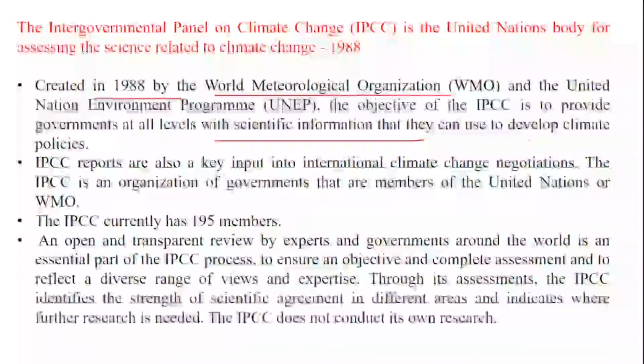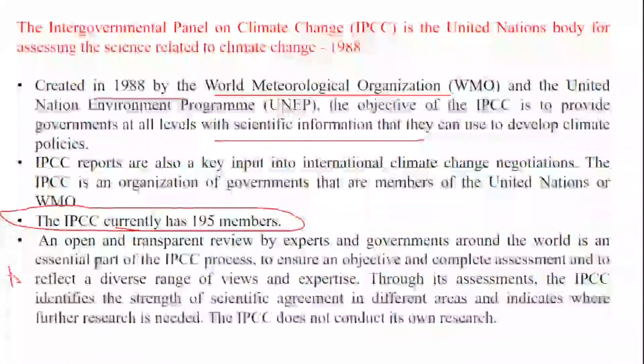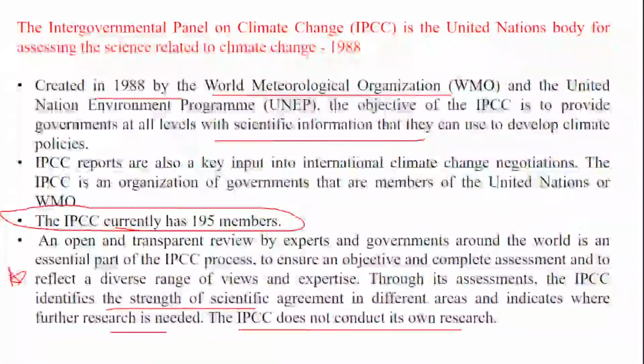The reports are a key input into the climate change negotiations. The IPCC is an organization whose members are members of the United Nations and the World Meteorological Organization, that is WMO. There are currently 195 members. Now let's see what the role and the working are. It has an open and transparent review by experts and governments with respect to climate change. Assessment is done: what is the strength with reference to the climate? What are the areas which need further research? The IPCC does not conduct its own research, but really works on existing research with respect to what?